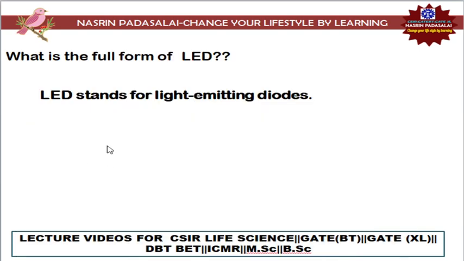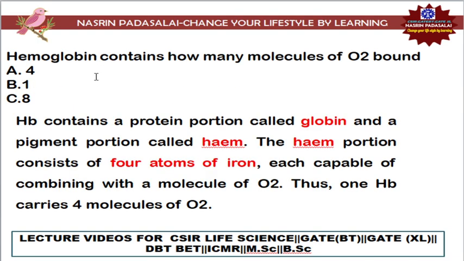What is the full form of LED? The full form of LED is light emitting diode. Hemoglobin contains how many molecules of O2 bound? The correct answer is that hemoglobin contains a protein portion called globin and another pigment portion called heme. The heme portion consists of 4 atoms of iron, that is Fe. Each atom of iron is capable of combining with a molecule of O2. Therefore one hemoglobin molecule carries 4 molecules of oxygen.